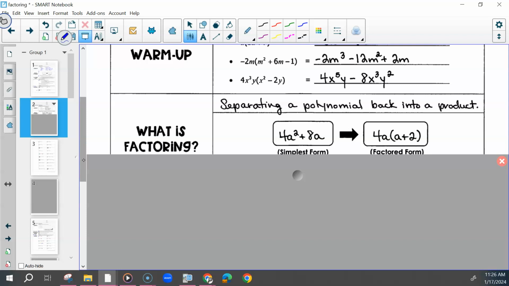So go ahead and write this, the simplest form and the factor form, and I'm going to show you how we would get from one to the other.